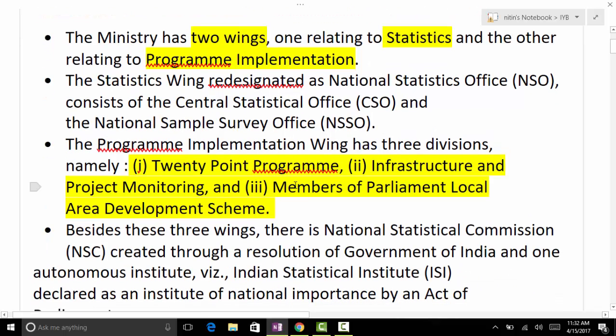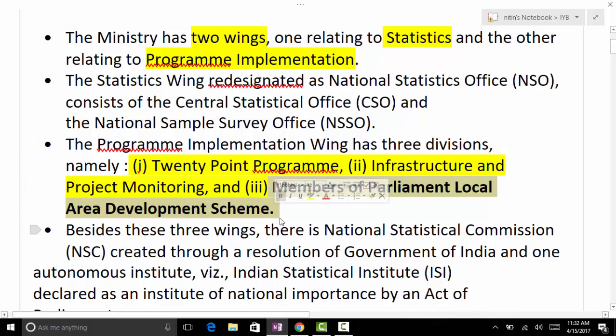Another wing deals with program implementation. Now there are three components in program implementation of this ministry. First one is the 20-point program. Secondly, infrastructure and project monitoring. Third is the Member of Parliament Local Area Development Scheme. Among these three, the third one is the most important. You can somehow skip the first two, but the third one you cannot afford to skip.